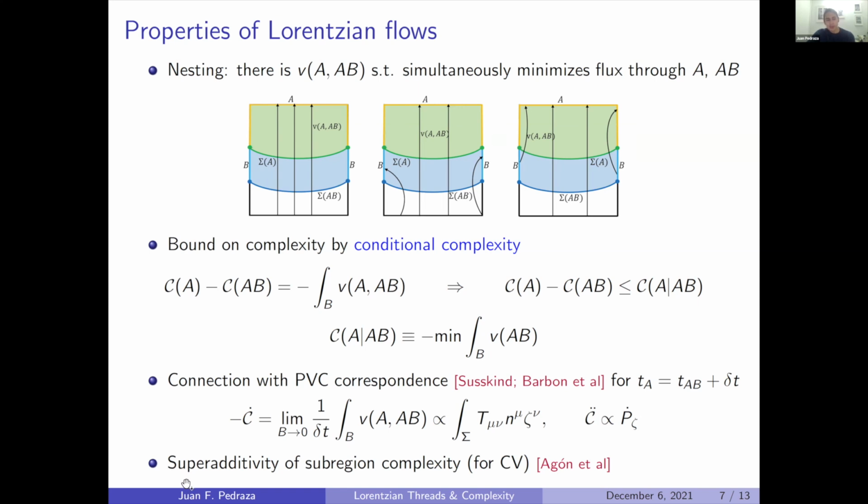There is another nice property that we can derive very easily in terms of flow, but I'm probably not going to have time to talk about it, which is the superadditivity of subregion complexity. Subregion complexity is a derived quantity that arises from dividing your boundary Cauchy slice into, for example, two subsets, and then you ask what is the complexity of each of the subsets. There is a property called subadditivity that is obeyed for CV, and we can similarly derive it using the language of flows.